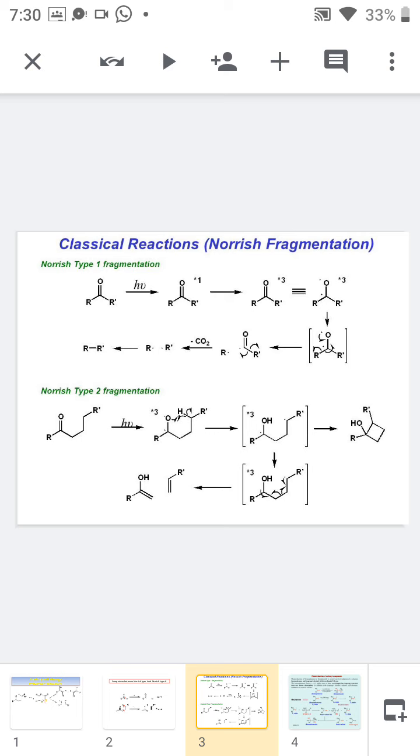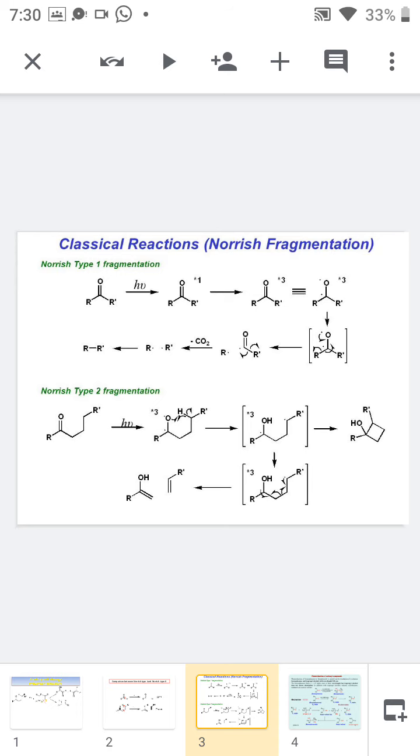Next, in Norrish type 2 cleavage, first of all the carbonyl group is activated into the singlet state. After that it undergoes the triplet state. In the triplet state, the cleavage will occur. First of all, the carbonyl group is homolytically cleaved to form two radicals, one on the oxygen and the second on the carbonyl carbon. After that, the hydrogen which is present in the gamma position is abstracted by the oxygen to form an enol.